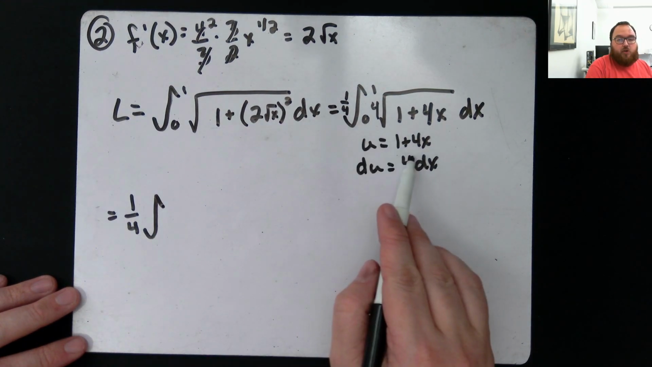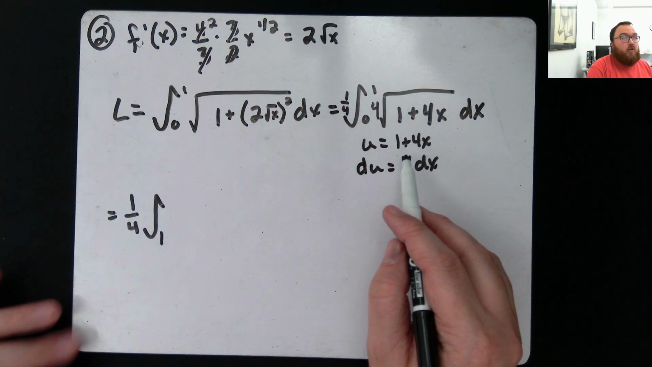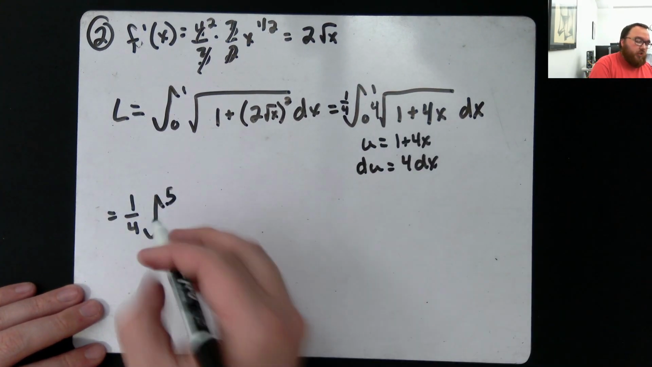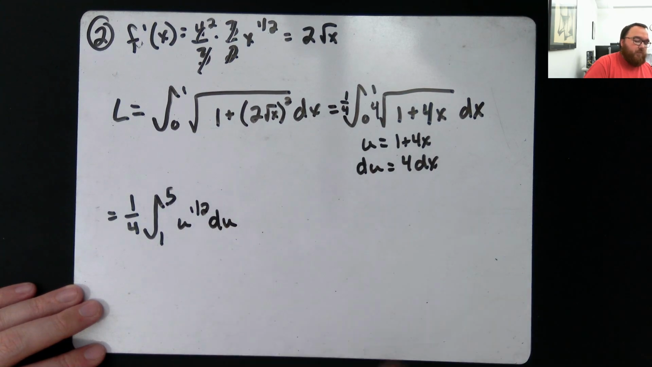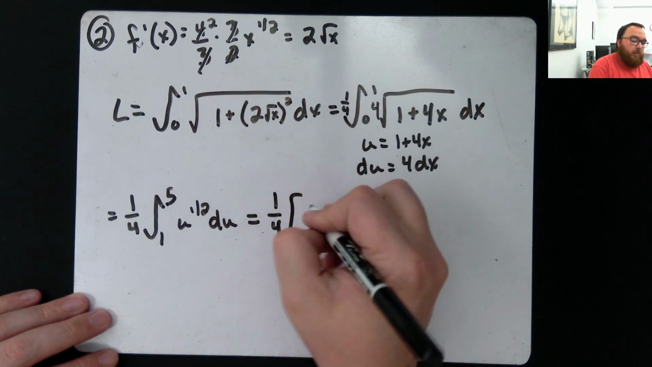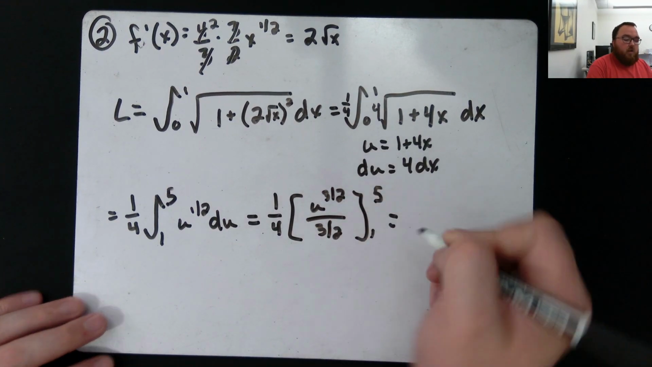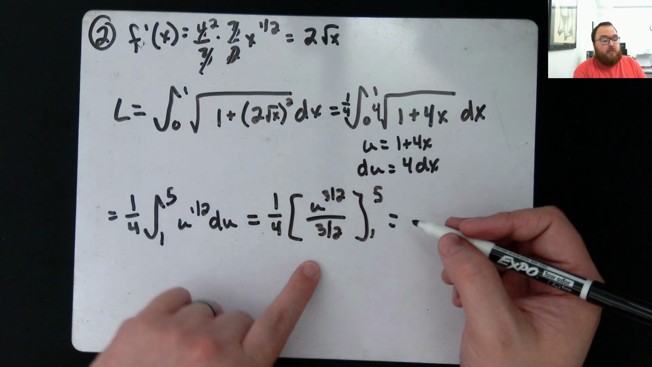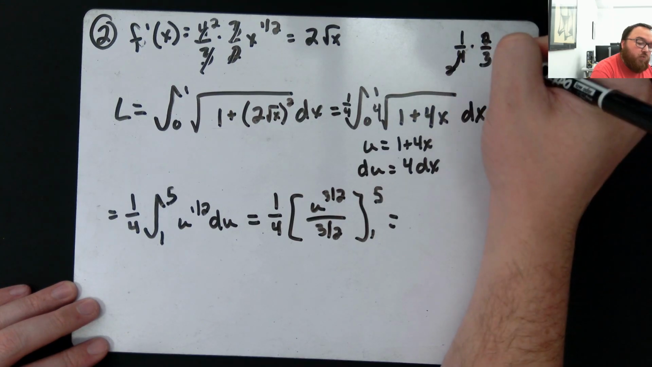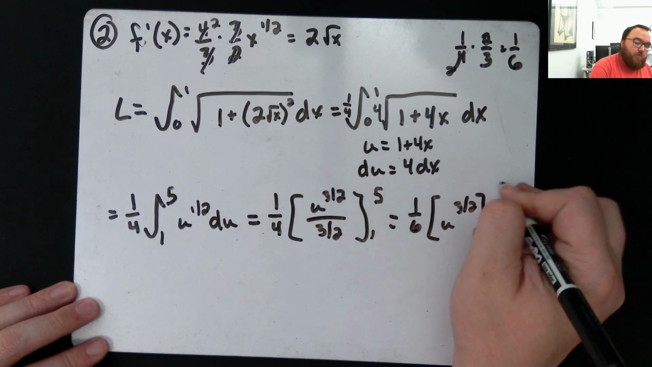Plug 0 into the u, so that would just be 1. Plug 1 into the u, so 1 plus 4 is going to be 5. Square root of u would just be u to the 1/2 du. Take the antiderivative, would be u to the 3/2 over 3/2, just like on our last one. I can multiply this by 2/3 instead. 1/4 times 2/3 gives you 1/6. So out front we're going to have 1/6 u to the 3/2 from 1 to 5.